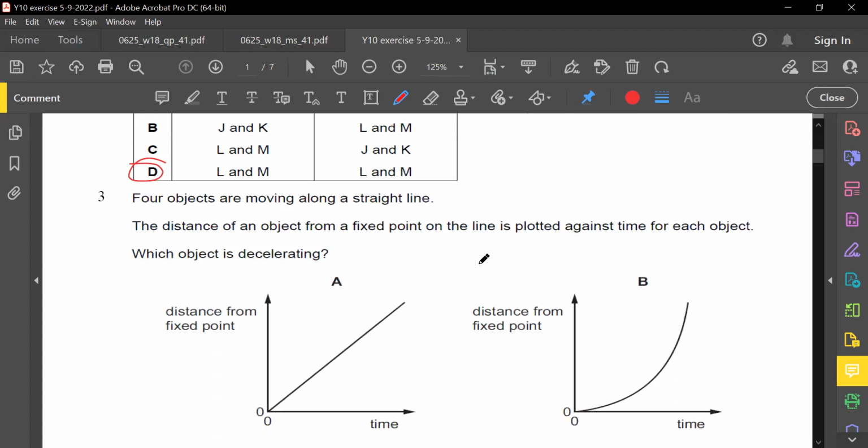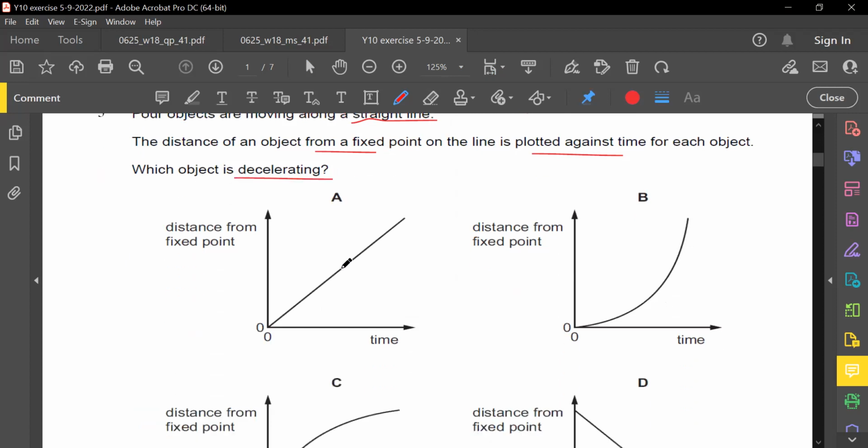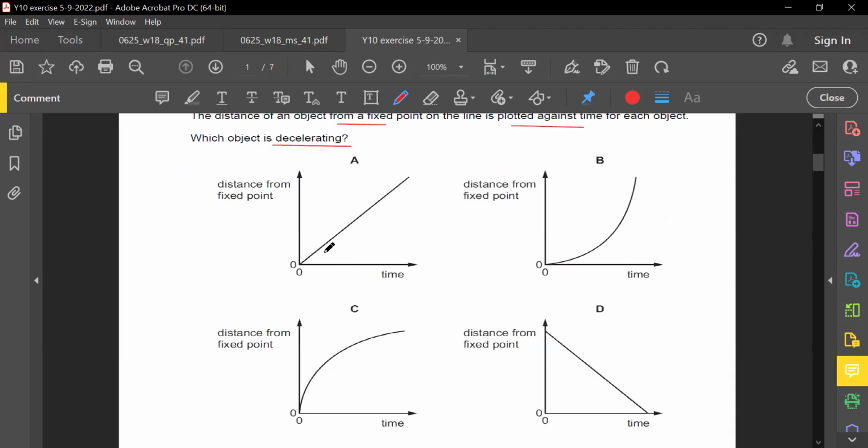Right. Then fine. The next part here, 4 objects are moving along a straight line. The distance of an object from a fixed point on the line is plotted against time. Which object is decelerating? Now, if I look at these graphs here, all these are distance time graphs, right? Just now I mentioned that in the distance time graph, the gradient represents the speed only, right? How do I find out which one is actually decelerating? Which graph do you circle?